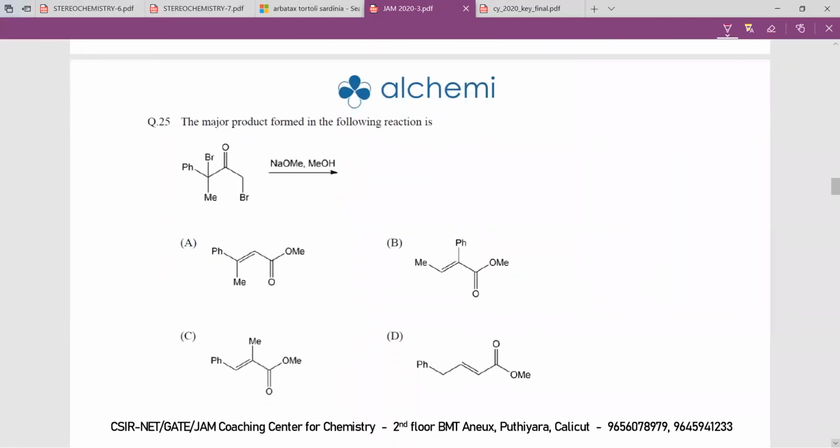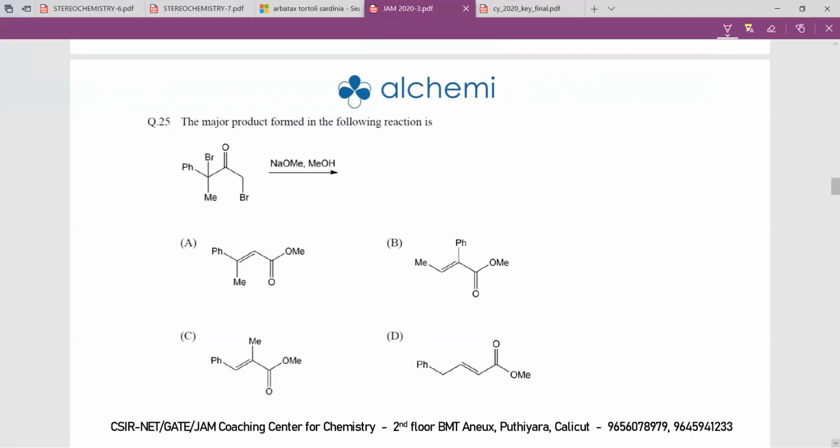Now, question number 25. The major product formed in the following reaction is, this is the question. This is a question from organic chemistry. When you do questions in organic chemistry, you should approach the question like this: you should identify the reaction. That is the first thing you should do. When you learn a particular organic reaction, you should learn how we can identify this particular reaction in the question paper.